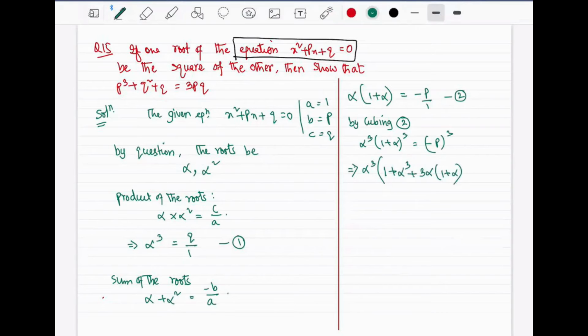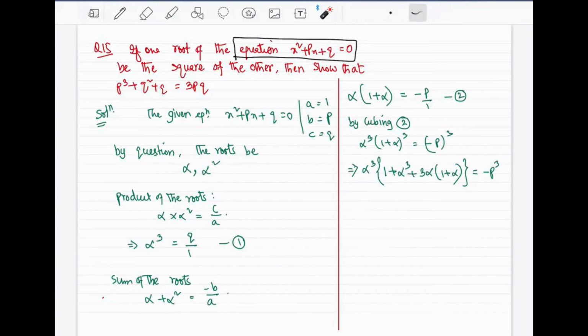Okay, since there is a first bracket here, we will replace the parenthesis in the front with the second bracket. Then what will be on the right hand side? Minus p whole cube, we get minus p cube, isn't it? Minus, when you multiply 3 times, the minus will come in front. Okay, now it's time for us to put in the value.